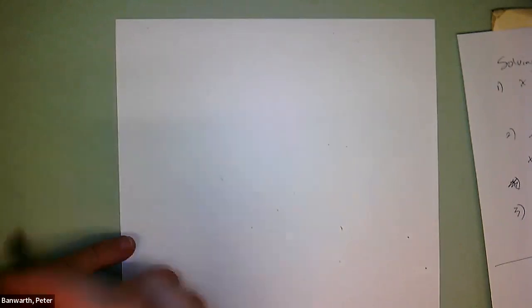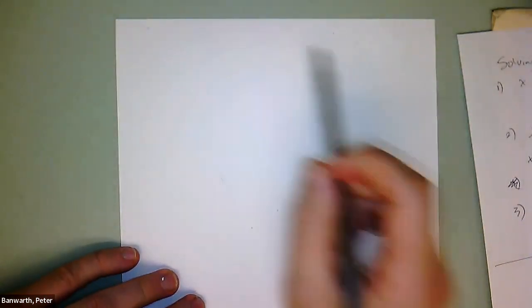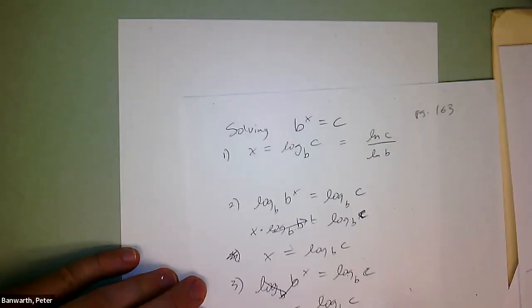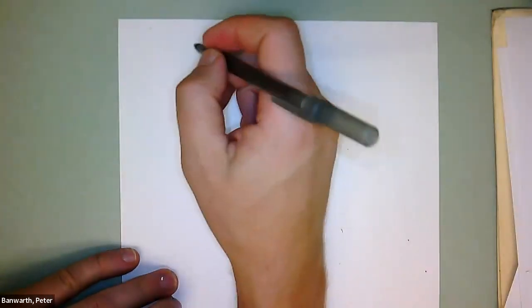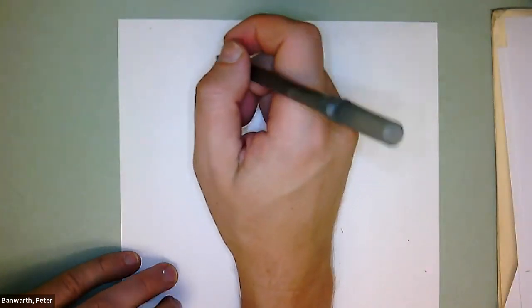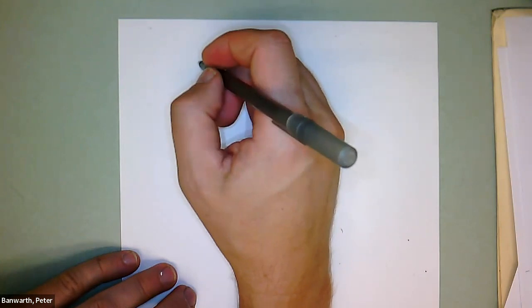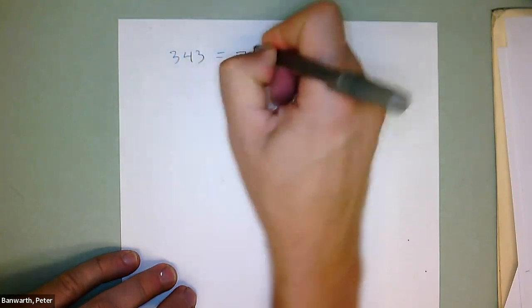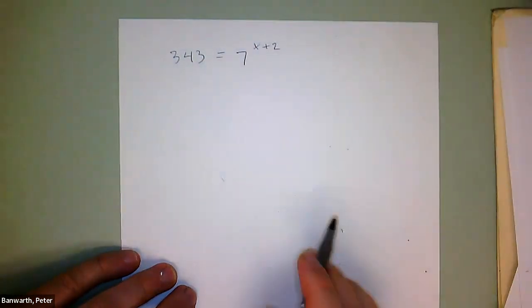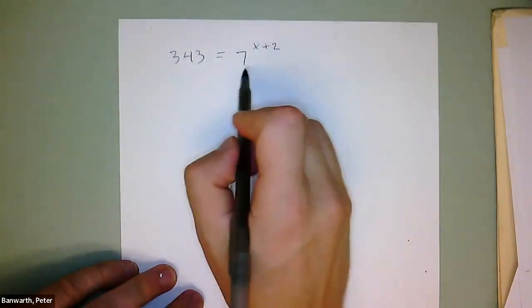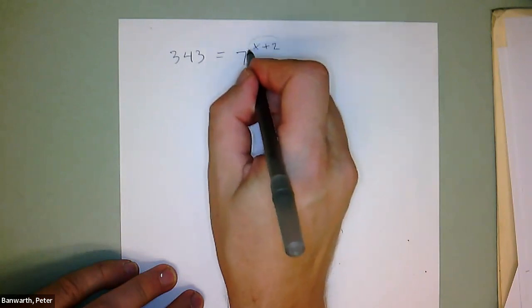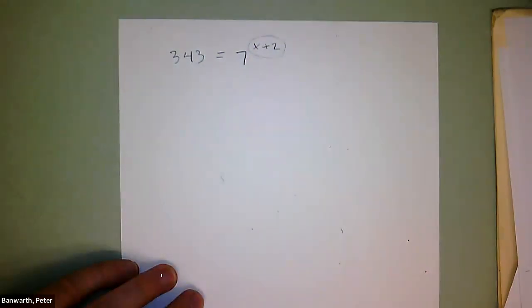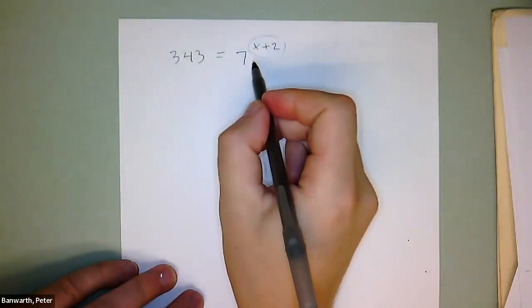All right, let's do some more. So far, you've only been seeing things like x by itself, but it doesn't have to be that way. I could say something like 343 equals 7 to the x plus 2. And I say, okay, I have a 7 there. Let me just treat this like a term, just like a whole term, and not worry about it.